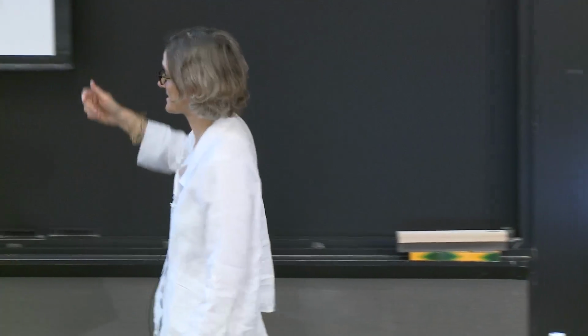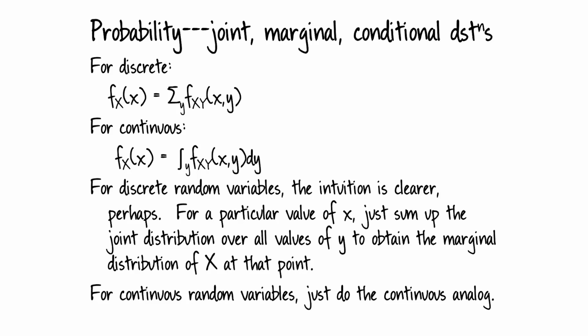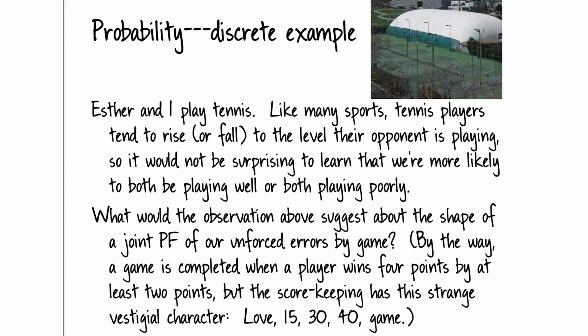And the sum of those probabilities gives us the marginal or individual distribution or probability for x. Okay? And then for continuous random variables, we just do the continuous analog of that. So this may seem a little vague at this point. So now I think would be a good time to do an example or two.